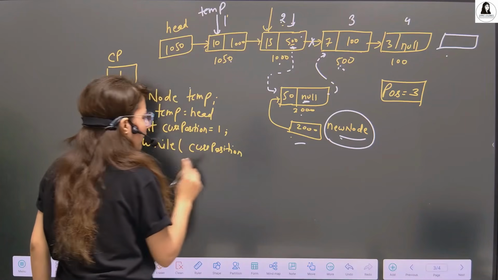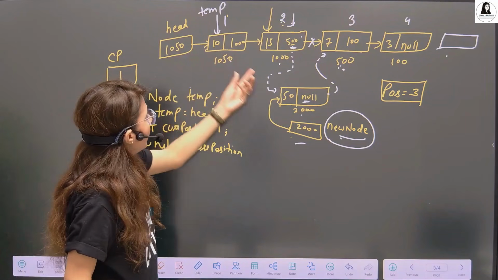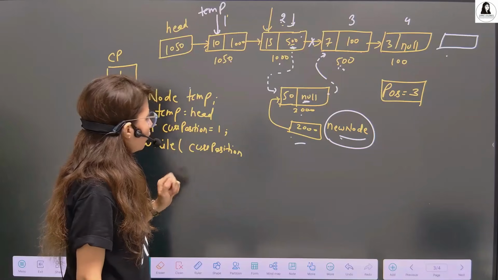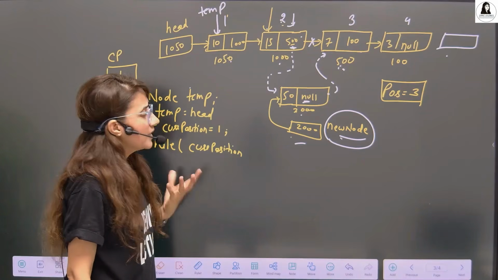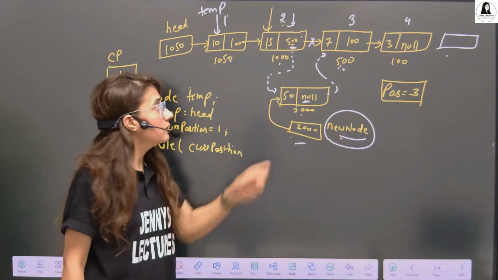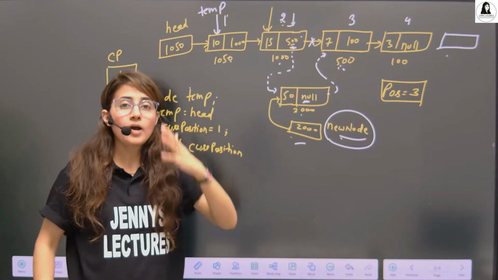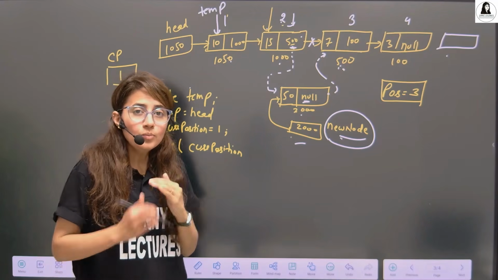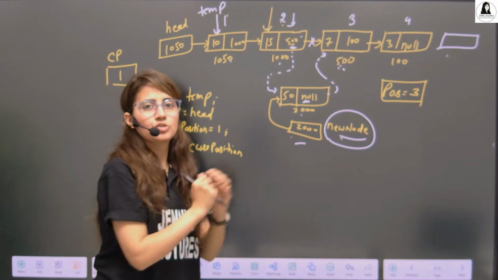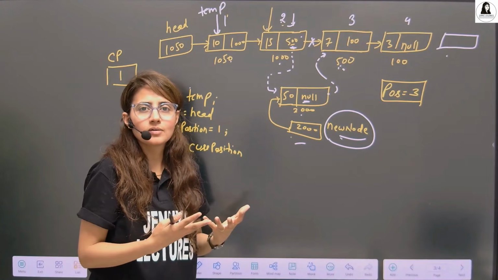Because, see, I'll not say while temp.next or temp or data or something like this. I cannot write this in a while loop because the condition is I want to insert at this position. So you have to reach till this position. Now you will move until you reach that position, so obviously you have to track.